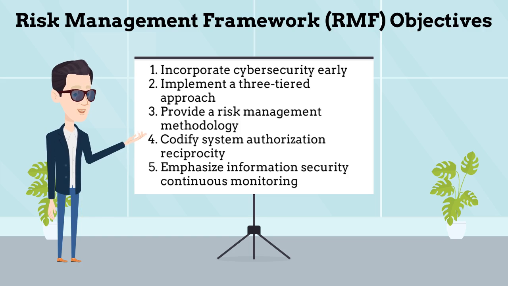Objective number 2. Implement a 3-tiered approach to risk management that addresses risk-related concerns at the enterprise level, the mission and business process level, and the information system level. Objective number 3. Provide a risk management methodology that gives organizations a true picture of vulnerabilities caused by non-compliant controls as it relates to other risk factors.